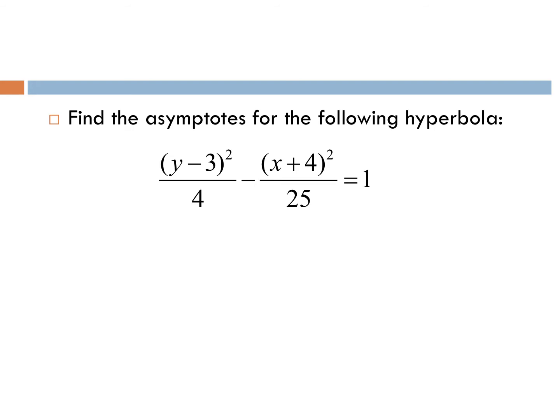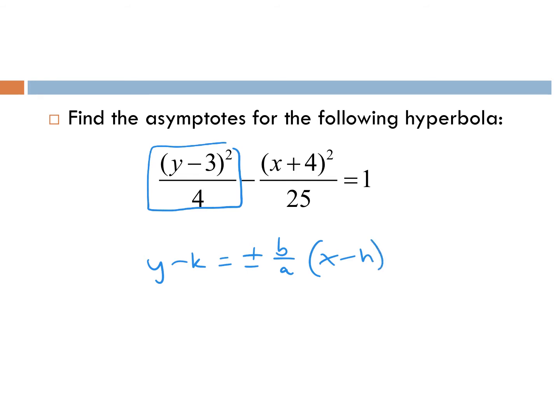So the asymptotes, notice in this case, this is going to be a vertical orientation. So in the back of my mind, I know it's y equals some k plus or minus the b value over a times x minus h, which in this case, your k and h values are going to be the numbers in the parentheses. So it's going to be y plus 3 since it's positive 3 inside. And remember, the number underneath the y value is going to be the number on top.